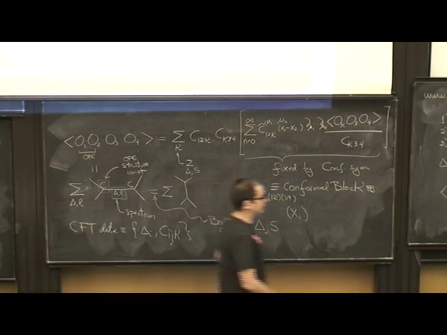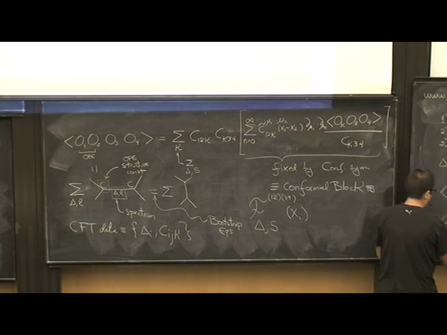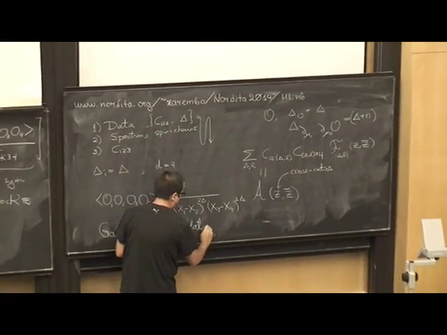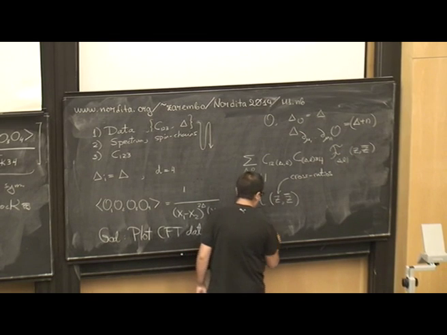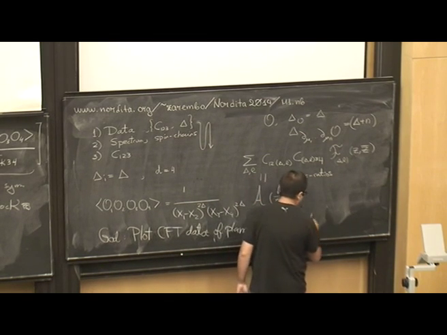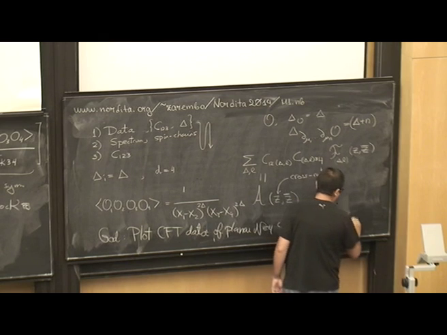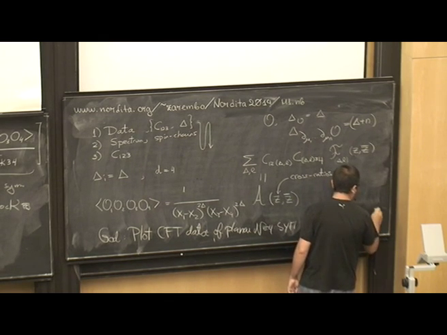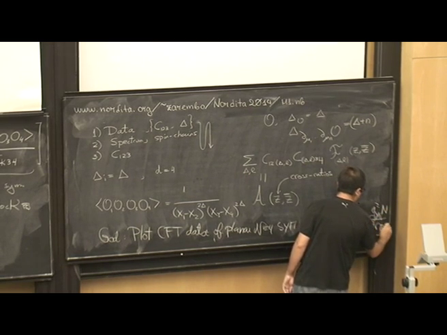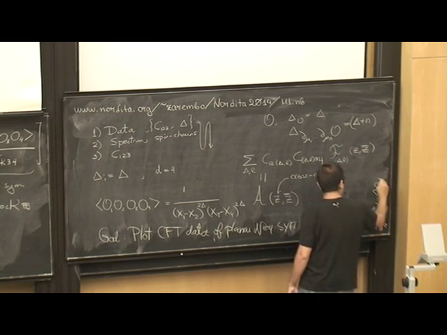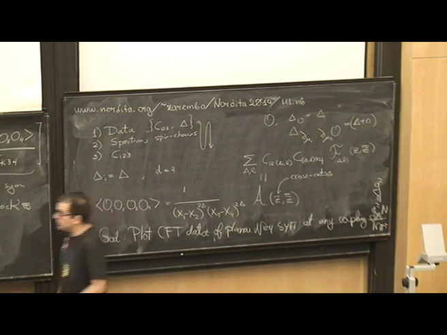And what is our goal? Or one of our goals? Our goal is to plot the CFT data of planar N equals 4 super Yang-Mills at any coupling. And this is a coupling that is conveniently normalized like that. So this is the goal.